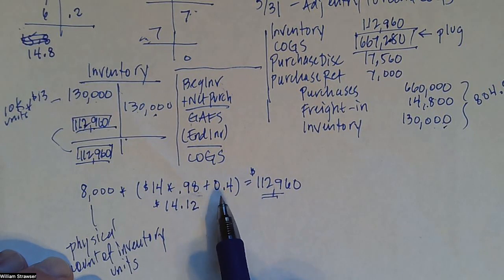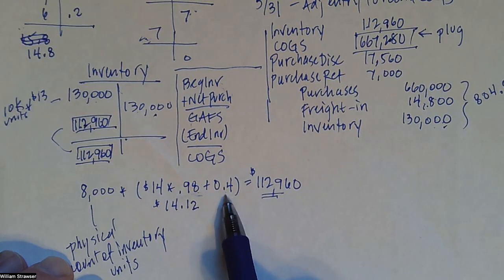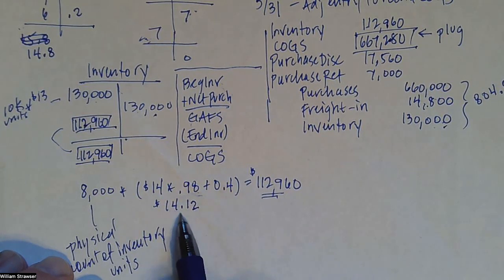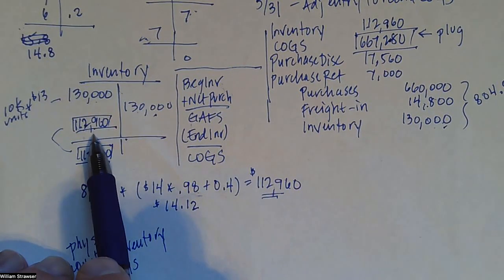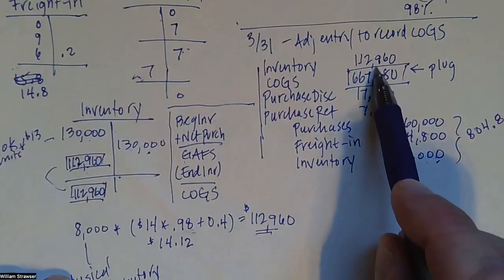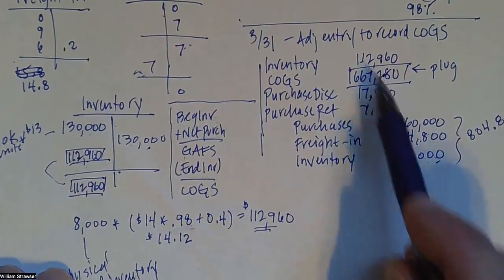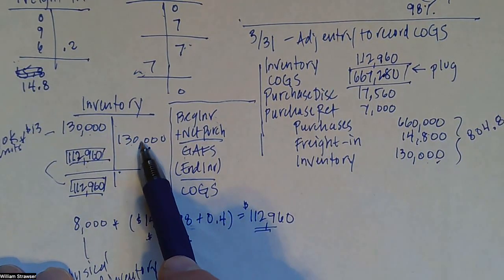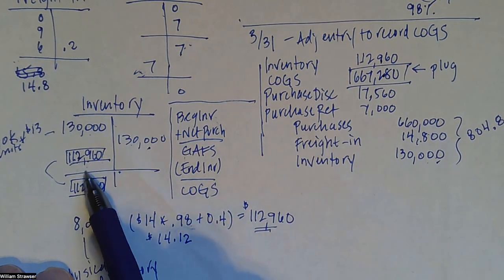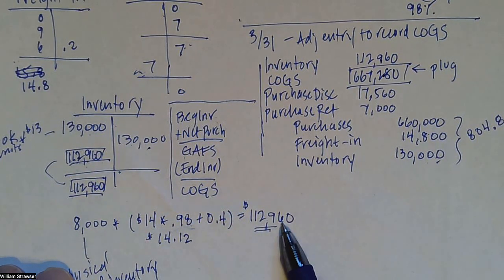It'd have 40 cents of freight attached to each one, which gives me a per unit price of $14.12. Multiply that by 8,000. This is what establishes my ending inventory at $112,960. So we just debit that account for $112,960. That gives me my inventory debit entry, right? I was closing the beginning inventory with a credit. That made it 0. Then I can just automatically establish this ending inventory balance after determining what it should be based on the physical count of units.